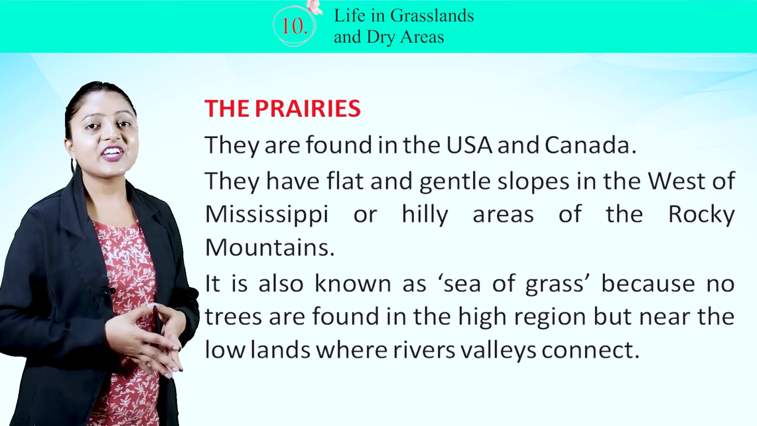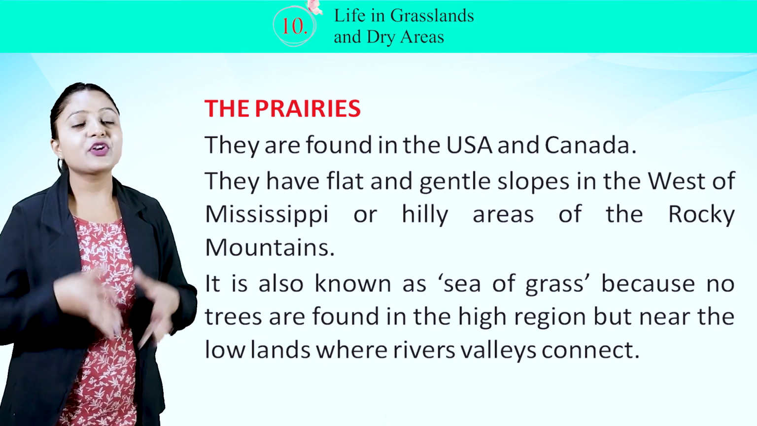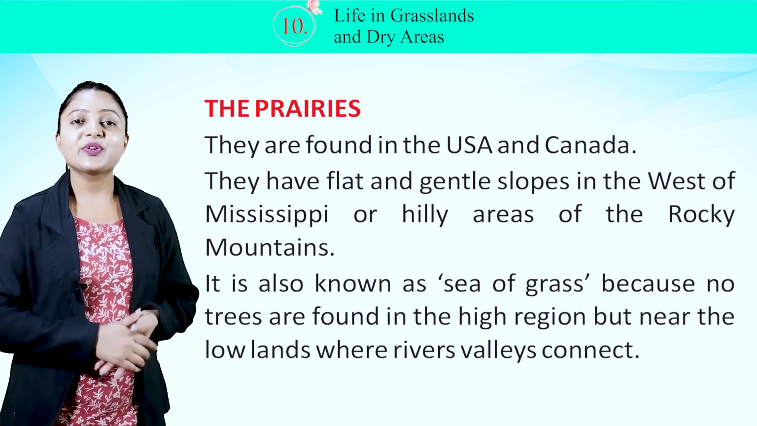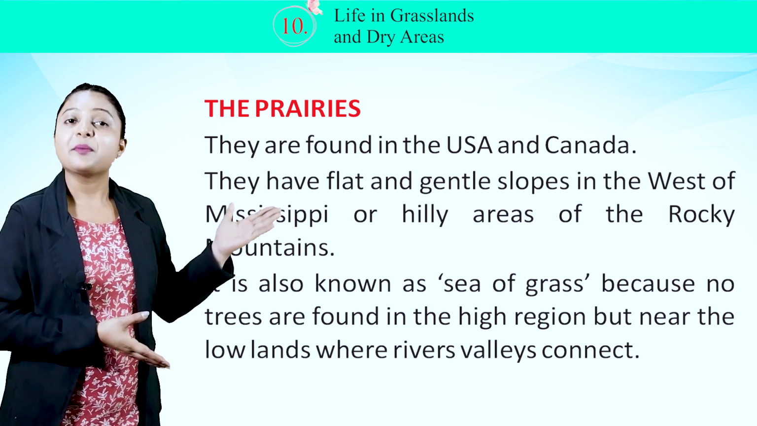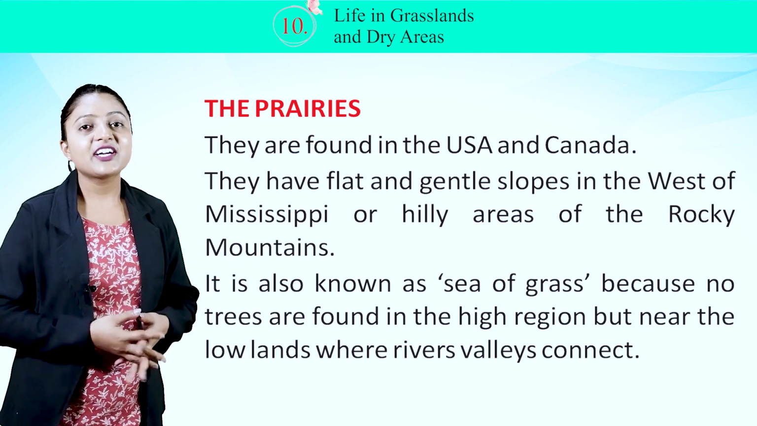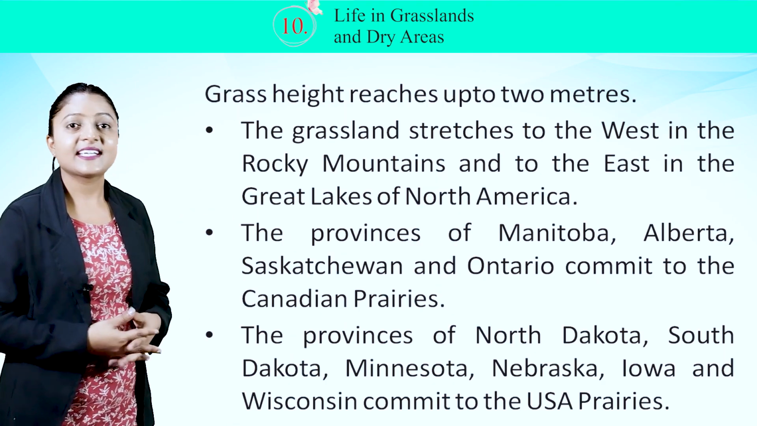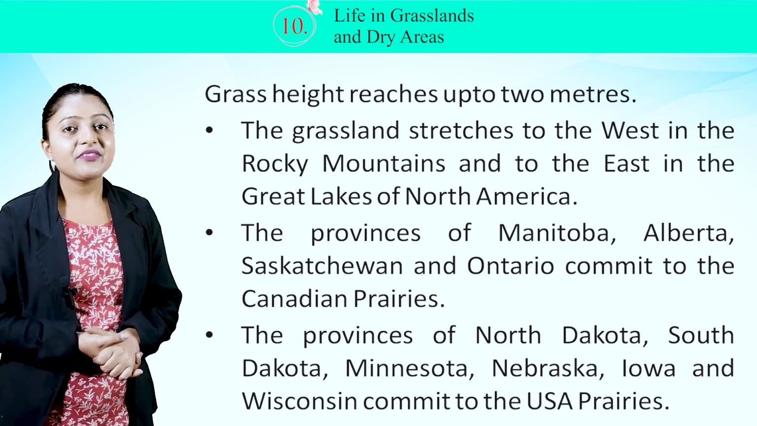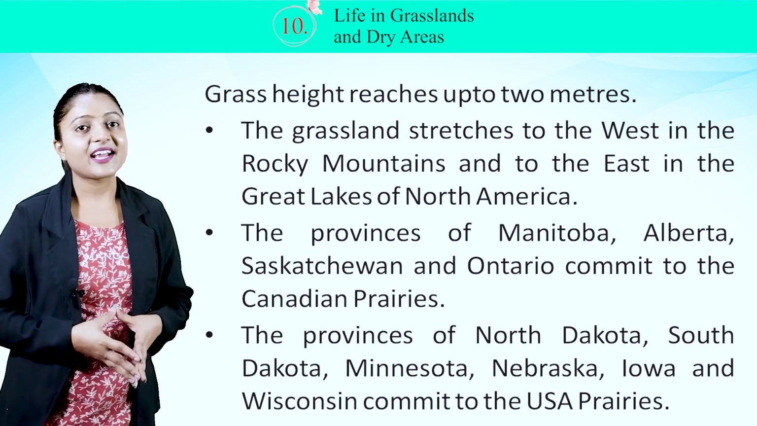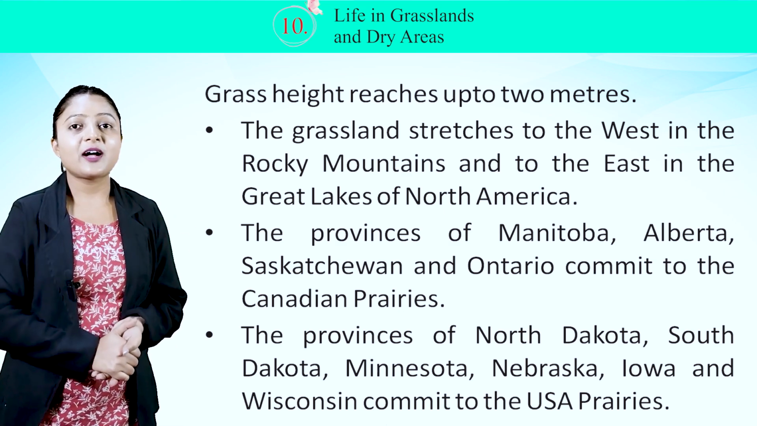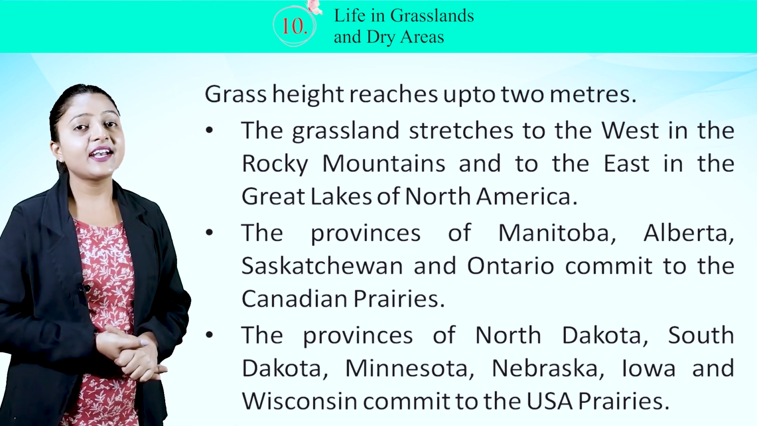They have flat and gentle slopes in the west of the Mississippi or hilly areas of the Rocky Mountains. It is also known as the Sea of Grass because no trees are found in the high region but near the lowlands where river valleys connect. Grass height reaches up to 2 meters. The grassland stretches to the west in the Rocky Mountains and to the east in the Great Lakes of North America. The provinces of Manitoba, Alberta, Saskatchewan and Ontario comprise the Canadian prairies.